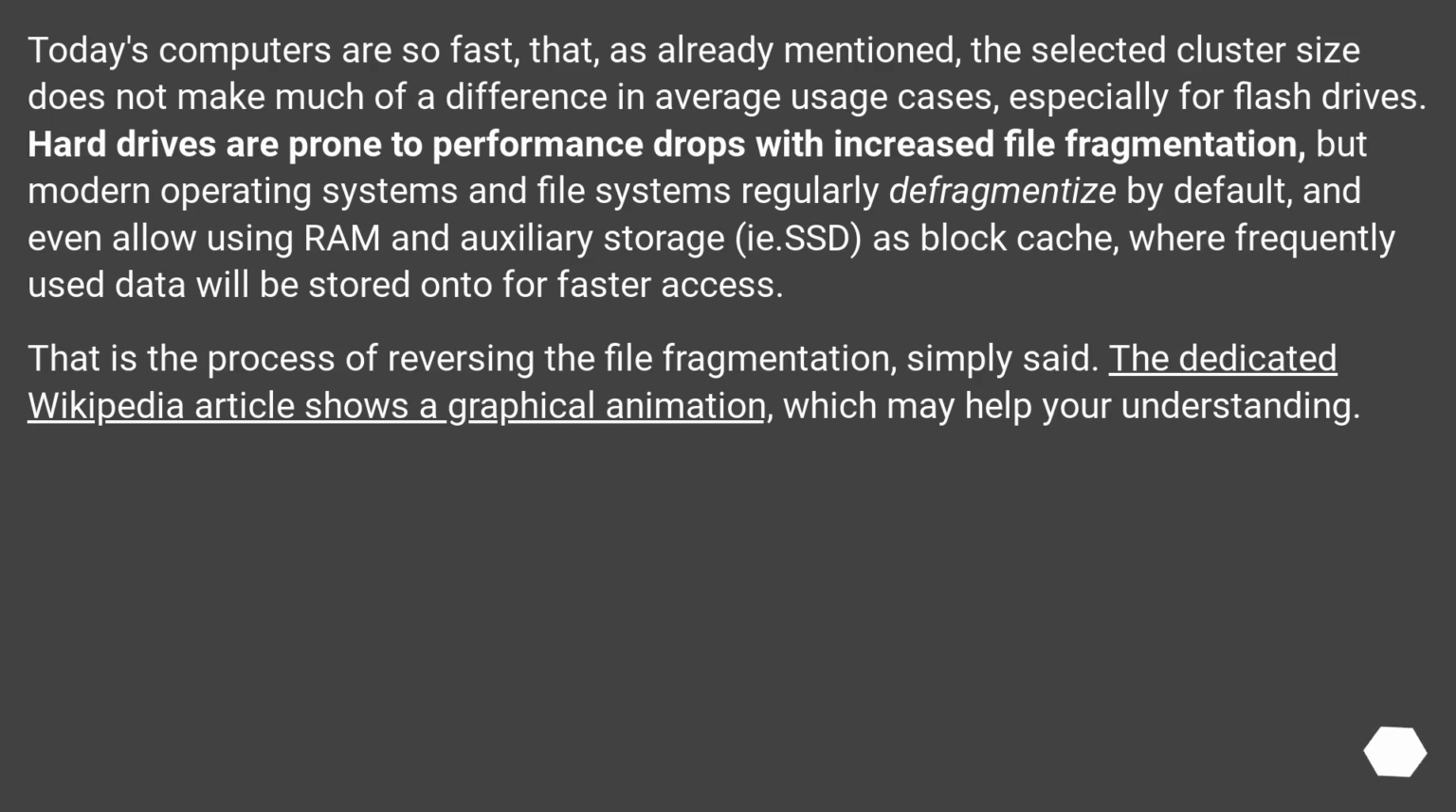Hard drives are prone to performance drops with increased file fragmentation, but modern operating systems and file systems regularly defragment by default, and even allow using RAM and auxiliary storage, e.g. SSD, as block cache, where frequently used data will be stored for faster access. That is the process of reversing the file fragmentation, simply said. The dedicated Wikipedia article shows a graphical animation, which may help your understanding.